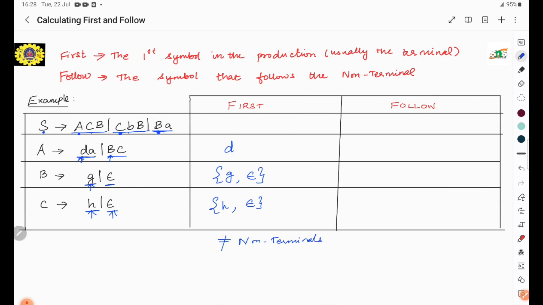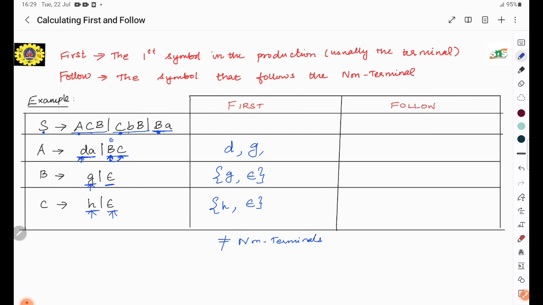So for A, for the first production DA, D was the first, I have written it, and for the next one, which is BC, B has first started. So for B, we need to refer to the first of capital B, which is G, epsilon. So we have to substitute the epsilon here. Epsilon means empty. If we substitute empty for B, what follows is C. So we need to refer to the first of C.